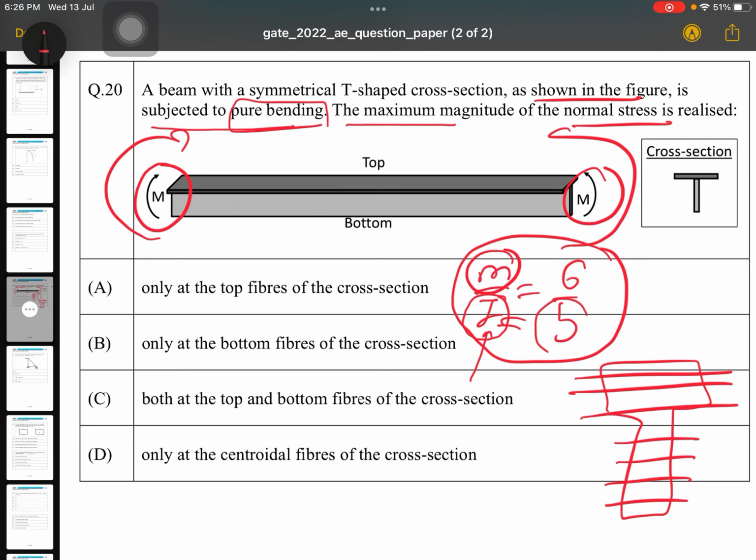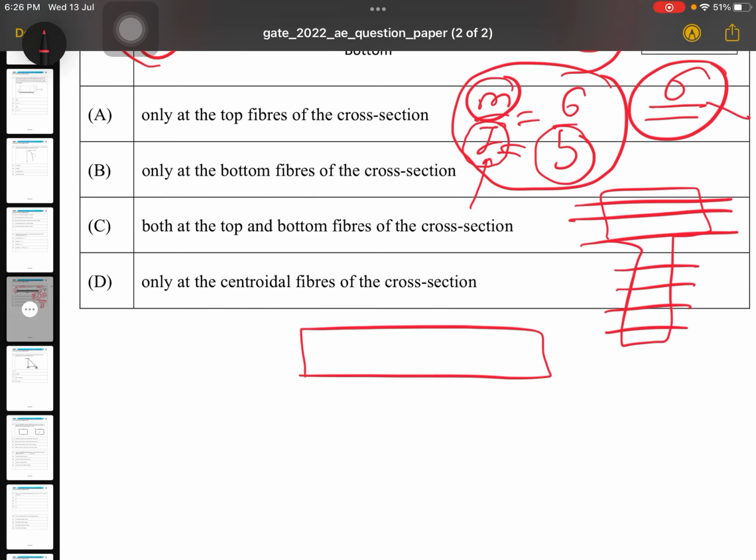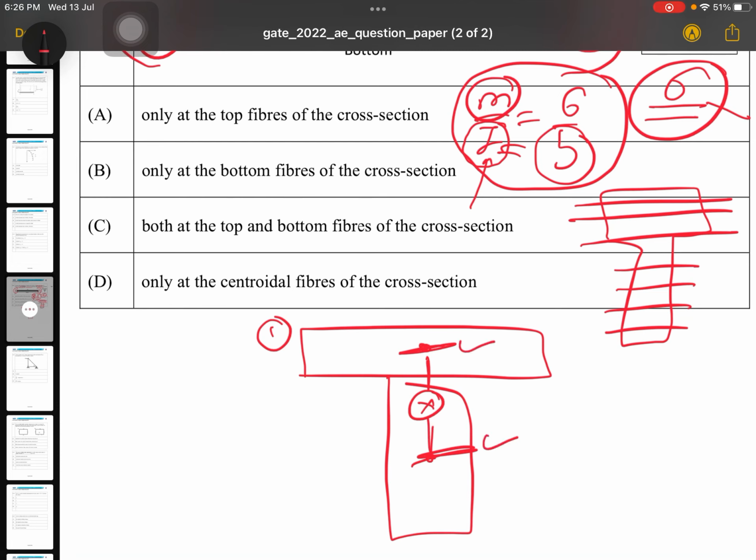Next part, what is Y here? Y is in which fiber you are interested to calculate sigma, right? So there is something called centroid. Understand a few more things. See here, in T section, how do you make T section? Two rectangles we create, right? For the first rectangle you'll have a centroid here, for the second rectangle you'll have a centroid here. Then this centroid and this centroid will give you a resultant centroid that will lie somewhere here. We are not sure whether this side or this side, but we are sure that it lies somewhere in between, correct?